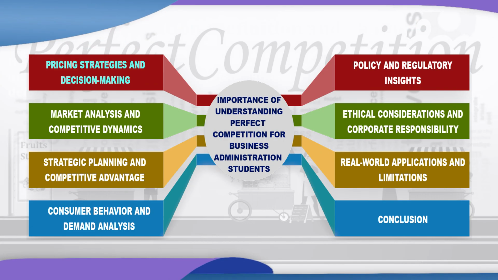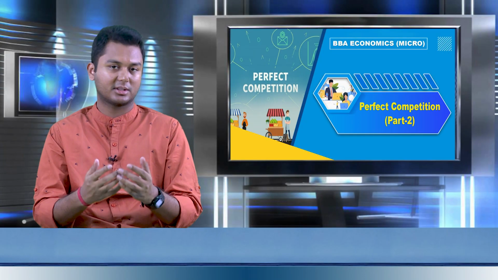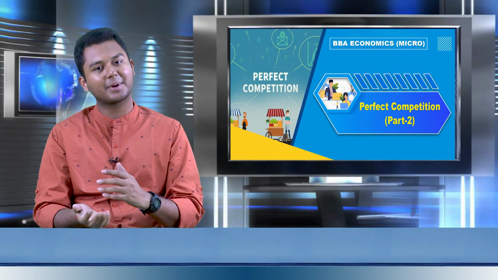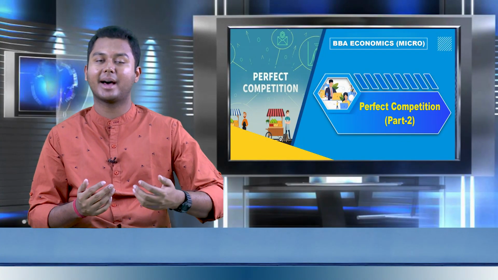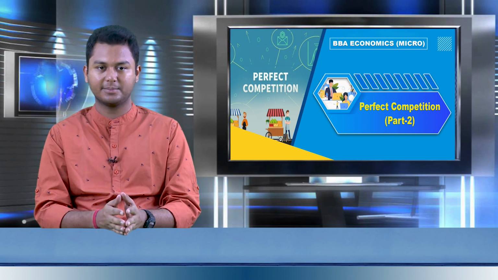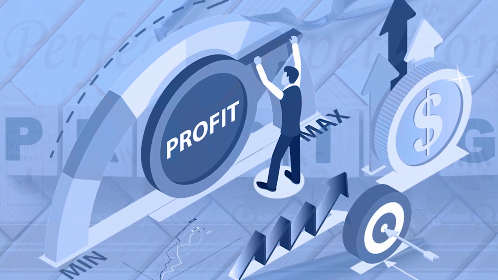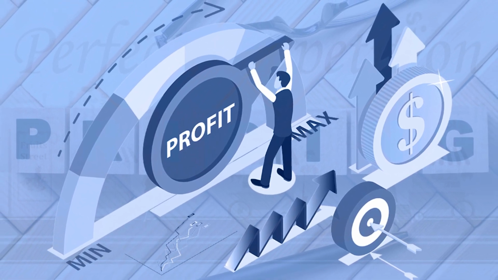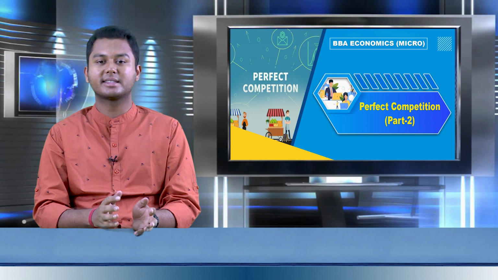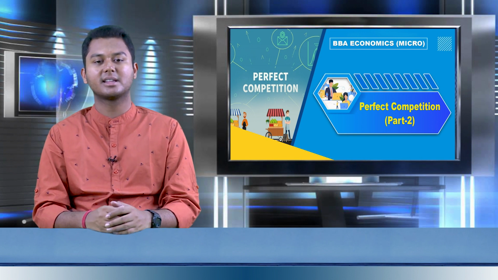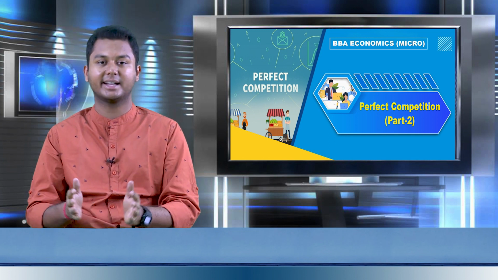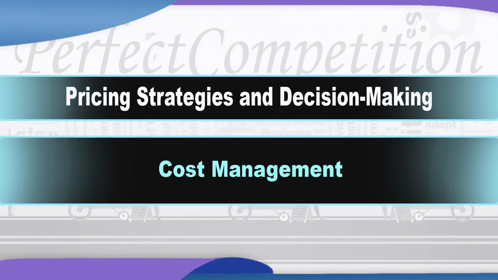So, first is pricing strategy and decision making. The main characteristic of this market is price taking behavior. Firms are price takers, meaning they must accept the market price and cannot influence it. This teaches the importance of cost control and efficiency, since they cannot rely on pricing power to maintain profitability. In industries where products are commoditized, such as agriculture or raw materials, understanding how to operate efficiently within the constraints of a competitive market is extremely vital. The next aspect is cost management.